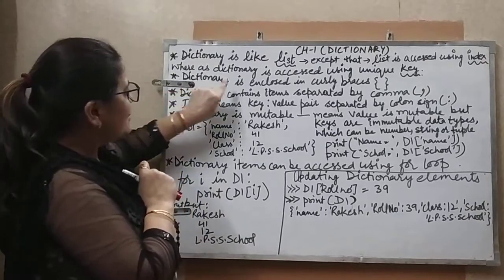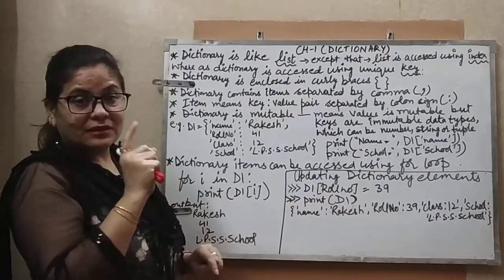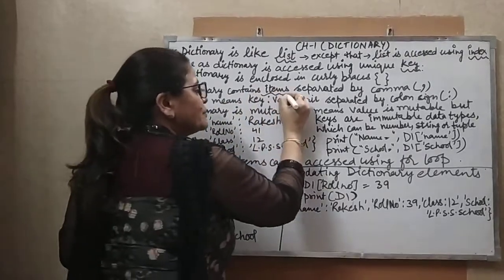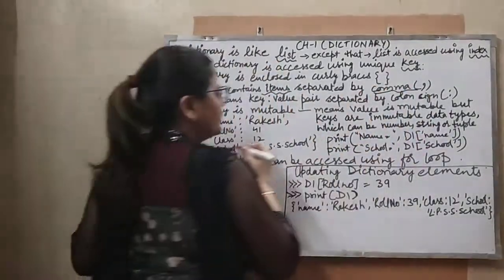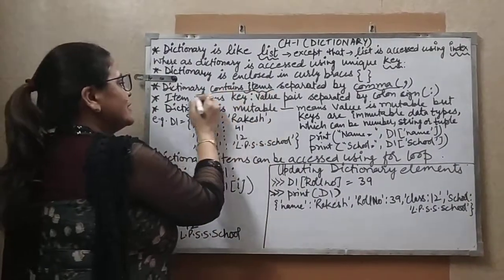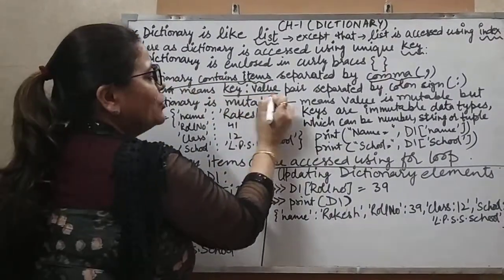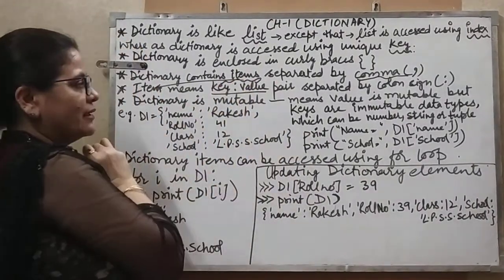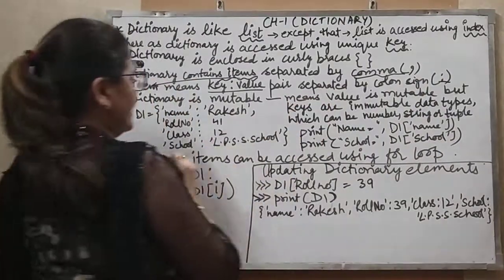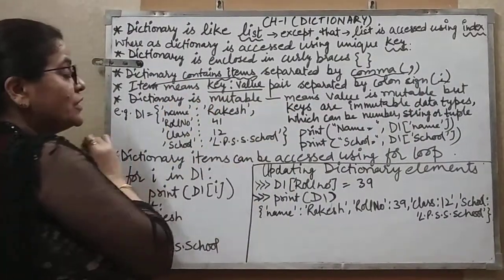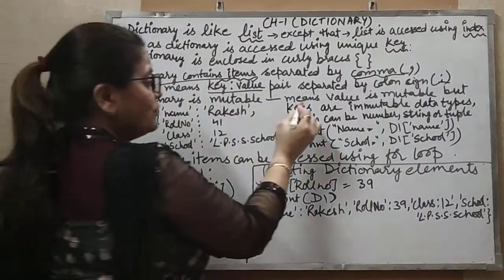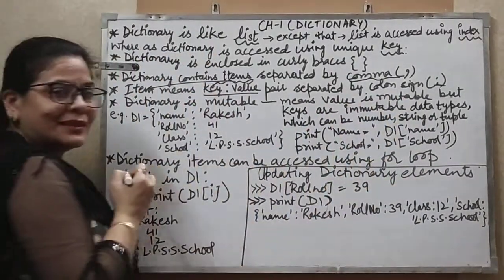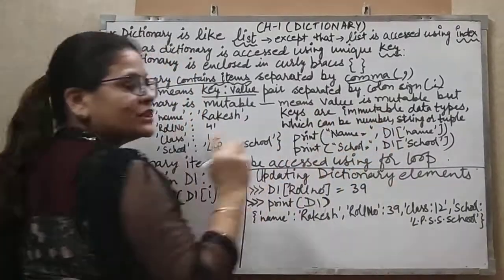We say that the dictionary is enclosed in curly braces. Number 1. Number 2, dictionary contains items separated by comma. Now what are items here? Items means key value pair. Key value pair means key which contains some value in it, separated by the colon sign. And dictionary is mutable. Mutable means the value is mutable, but the keys are immutable data types. Where immutable means which cannot be changed.